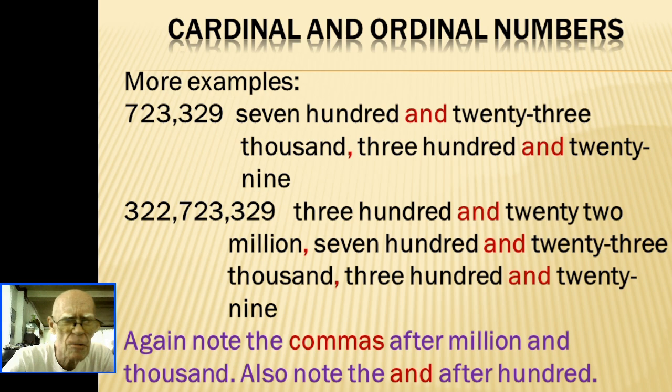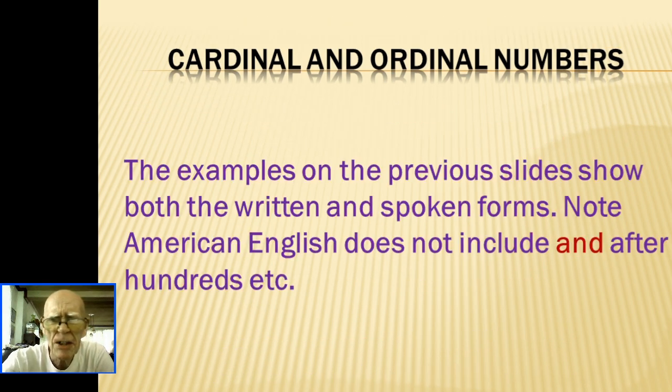And if we look at these also, 723,329 and 322,723,329. Again, note the commas after million and thousand. Note also the and after the hundred. The examples on the previous slides show both the written and spoken forms. Note American English does not include and after hundreds, etc.